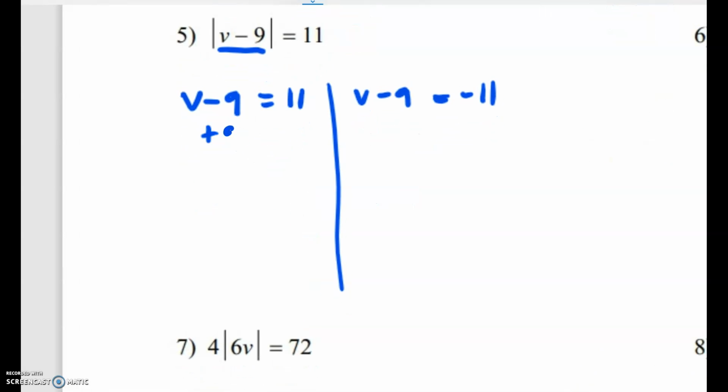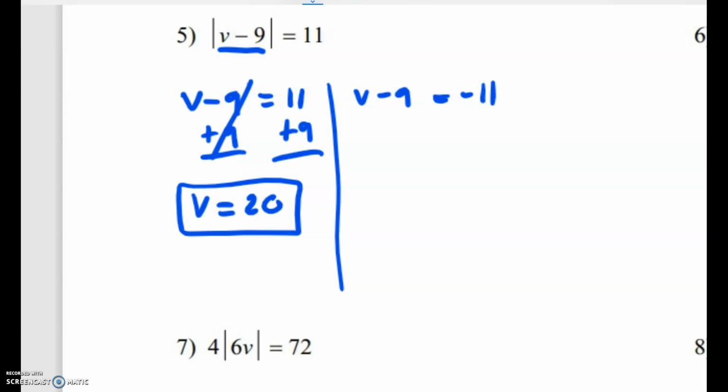So I'm going to add 9 on my first case. These eliminate, and I get v is equal to 11 plus 9, which is 20. So v could be 20. That should be a solution to this absolute value. Or if I add 9 on the second case, I get v is equal to negative 11 plus 9, which is negative 2.